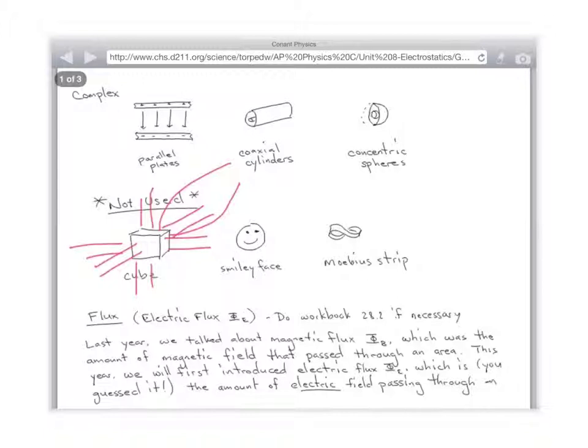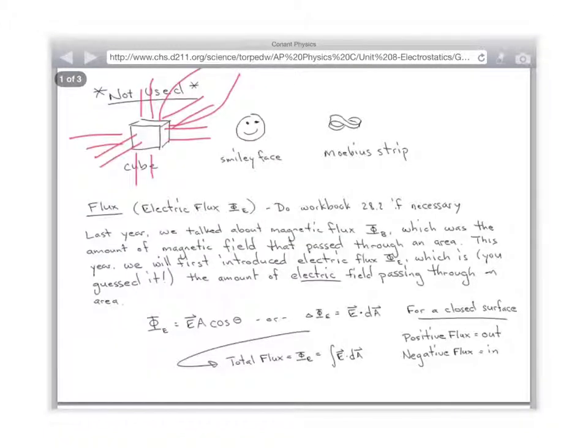All right, that's a good question, though. Last year we talked about magnetic flux, phi B, which was the amount of magnetic field that passed through an area. This year we will first introduce electric flux, which is, guess what?